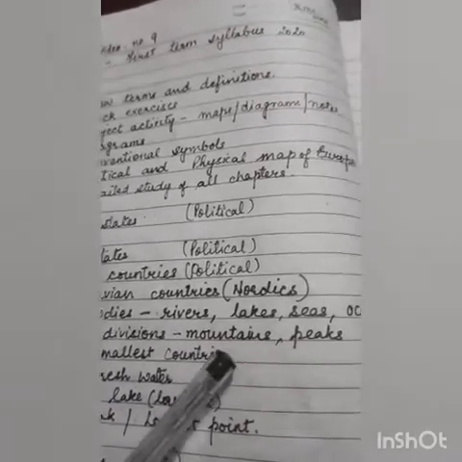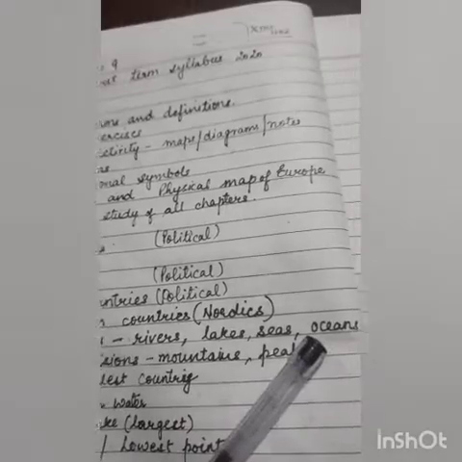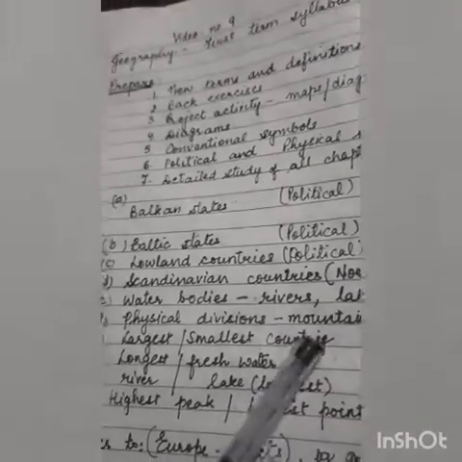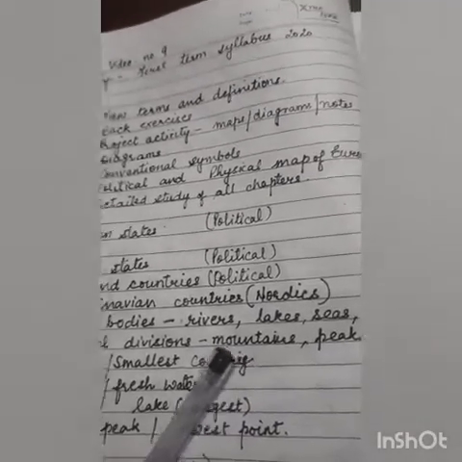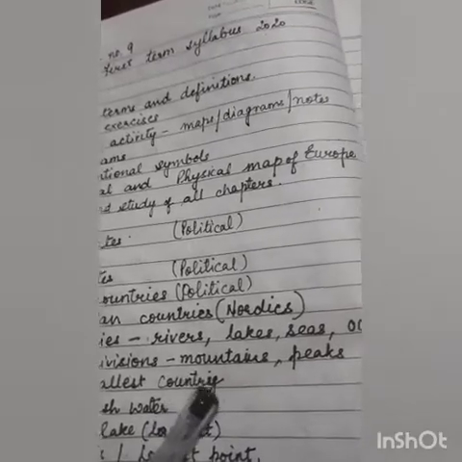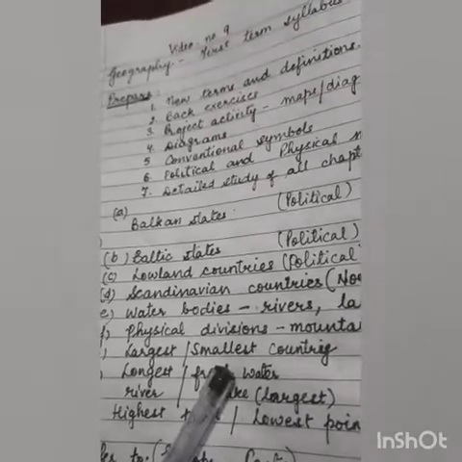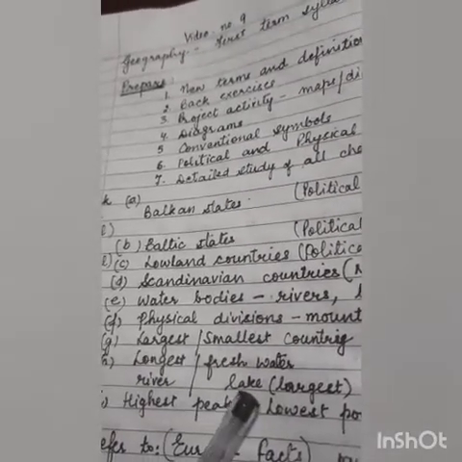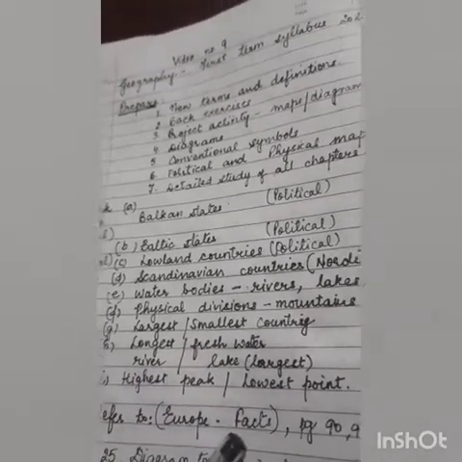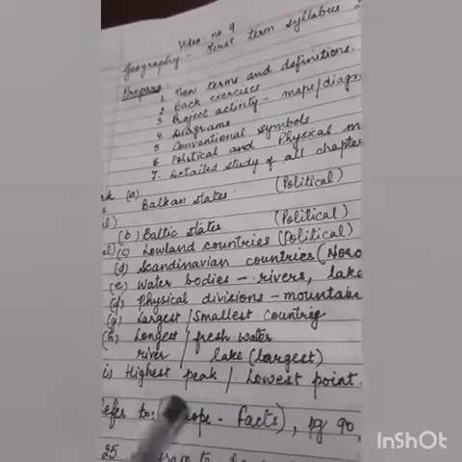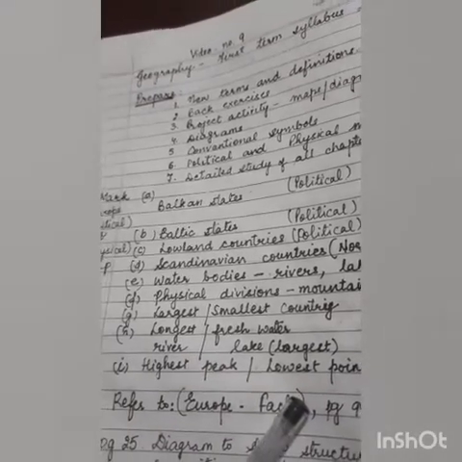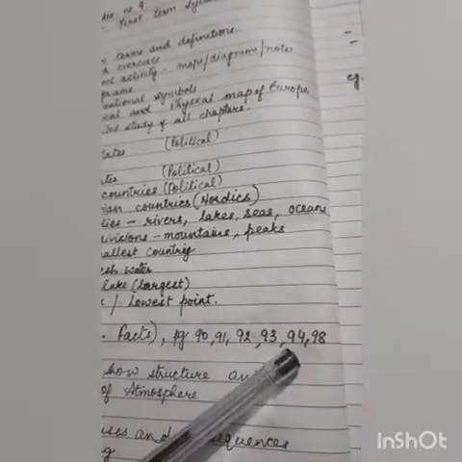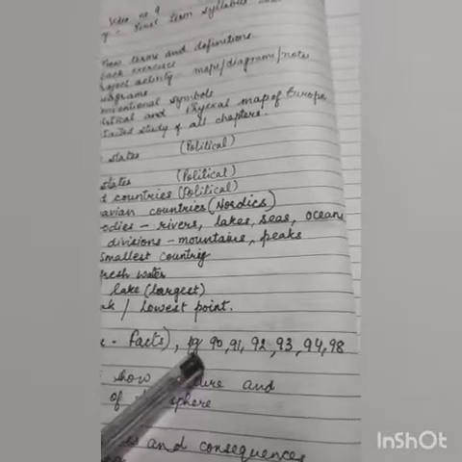Then Nordic countries also, just go through the definitions and then mark them. Then rivers, lakes, seas, oceans are equally important. First of all, oceans can be easily marked, okay, and the important seas and the rivers. Then the highest mountains, mountain peaks of Europe have to be marked. Then largest and smallest country, longest river, largest freshwater lake from the Europe facts, just mark it in your map. You should know the highest peak and the lowest point on the Europe map. Then pages 90, 91, 92, 93, 94, 98 have the map, so just refer to these pages.